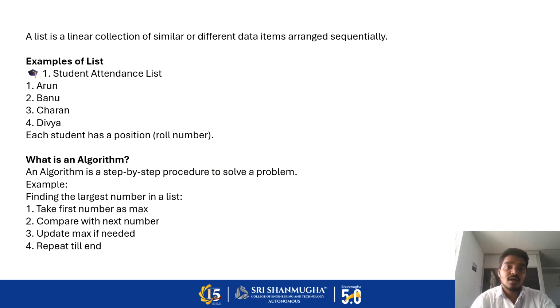Next we see the algorithm. What is an algorithm? An algorithm is a step-by-step procedure to solve a problem. For example, finding the largest number in a list: we take the first number as the maximum value, compare it to the next number and update the maximum if needed. Repeat till the end. This is the basic algorithm for finding the largest number in a list.